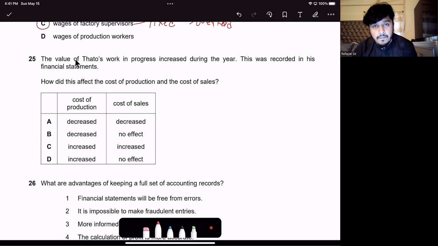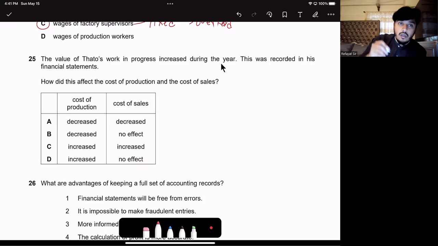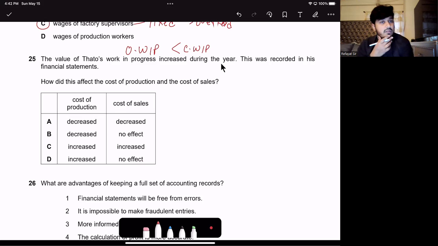Number 25. The value of work in progress increased during the year. That means closing work in progress is more than the opening work in progress. WIP means work in progress, O for opening, C for closing. This was recorded in the financial statement. How did this affect cost of production and cost of sales?